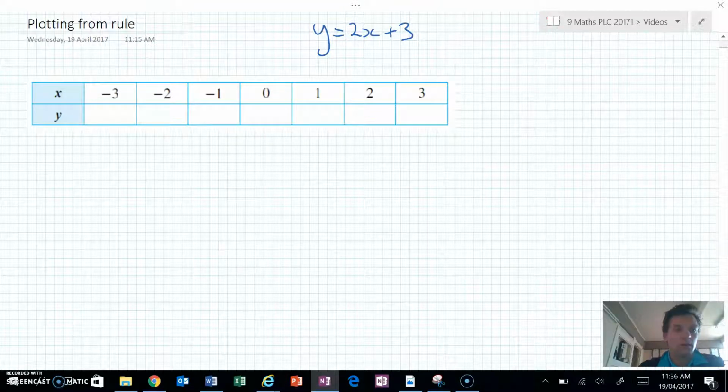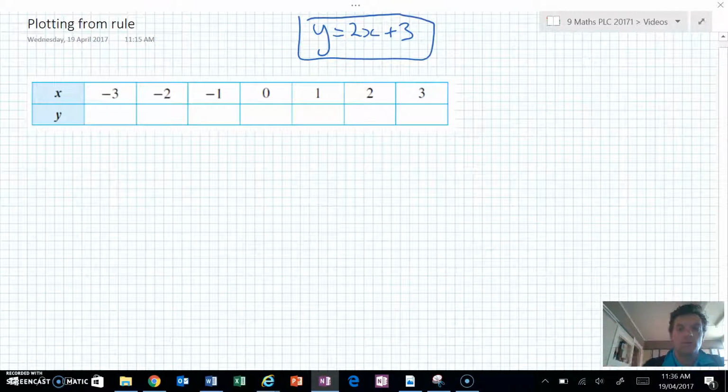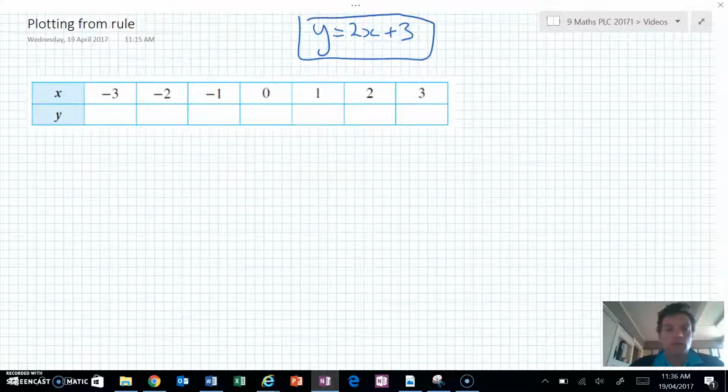In today's lesson, we're going to be plotting a graph from a rule. So we're going to take the rule y equals 2x plus 3. And what we're going to do is draw up a table, which we've already done here, and allocate the values to x. So when x is equal to 3, what we're going to try and do is find what does y equal at that point. Now to do that, we're just going to substitute it into the equation.